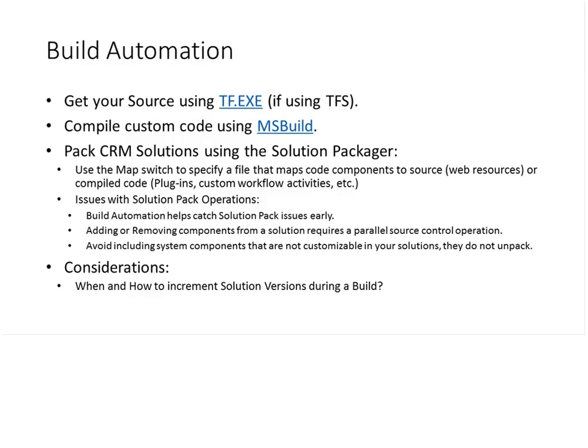Then you pack your CRM solutions using the solution packager. The map switch that I discussed earlier allows us to get our JavaScript web resources and custom assemblies from the Visual Studio solutions where we developed them. Again, automating this process and running it frequently allows us to catch any issues early. Let's say someone, for whatever reason, forgot to check in a specific piece and the solution pack operation does not successfully complete. You're going to be able to catch that.